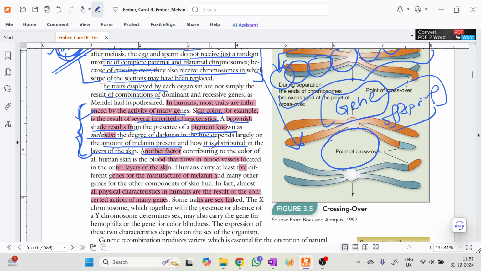Then another factor that contributes to the color of human skin is the blood that flows in the epidermis, or the blood vessels that are in the outer layer of the skin.